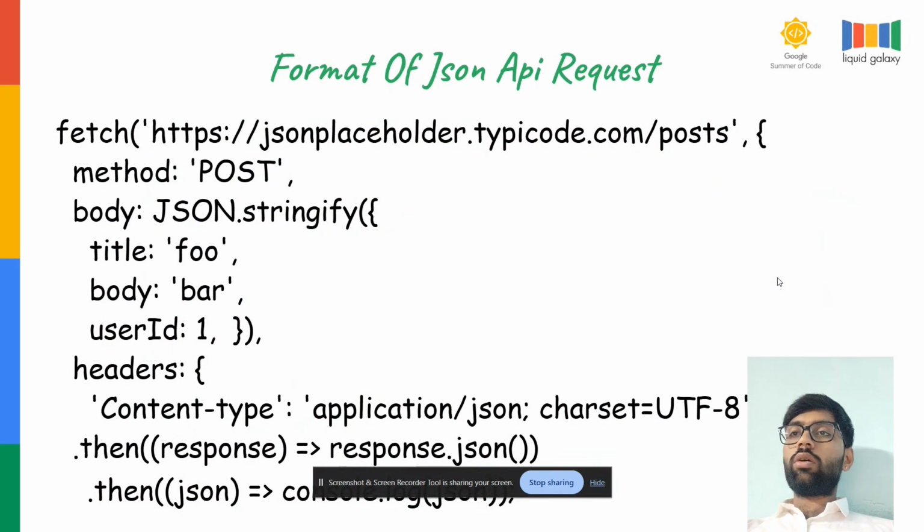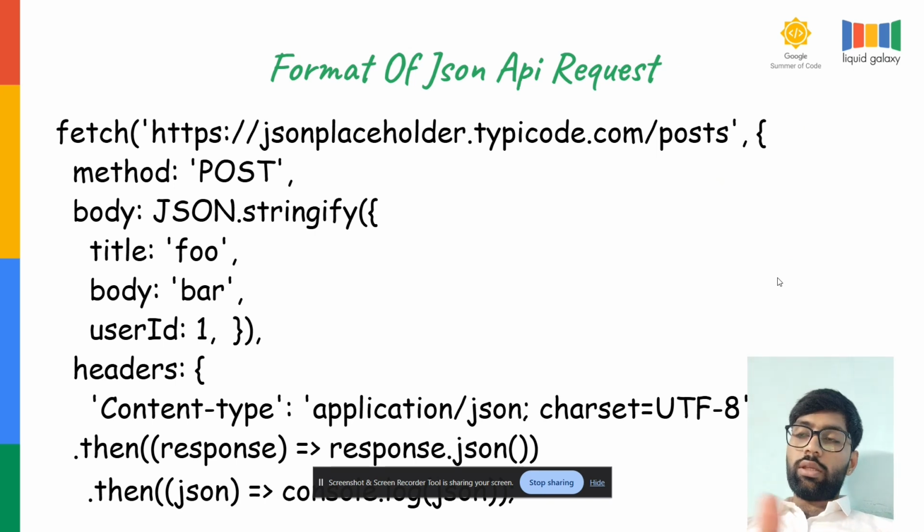So let's take a look at the format of a JSON API request. The format is simple. First we need the URL of the API, where the API is stored. As you can see in the example, first there is a URL. Now we have to define some variables: what the method is, how the body is passed, what the content type is, the UTF formatting, and others as we need.